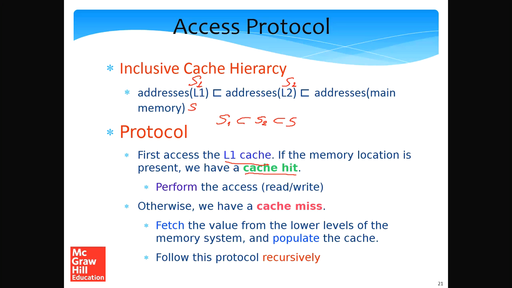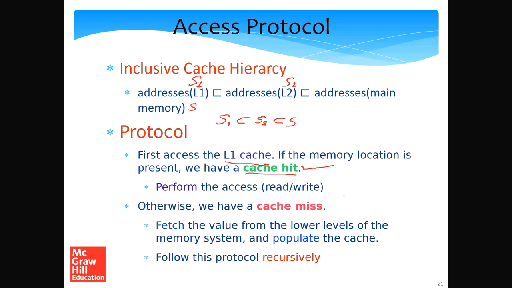So we say that the memory location is present, so we can perform the access, read or write. The important term here is a cache hit, which tells us that the memory address, the memory location, is there in the cache. Otherwise, we have a cache miss.